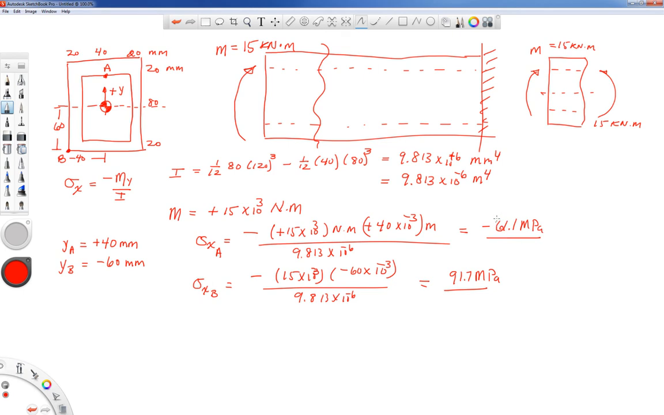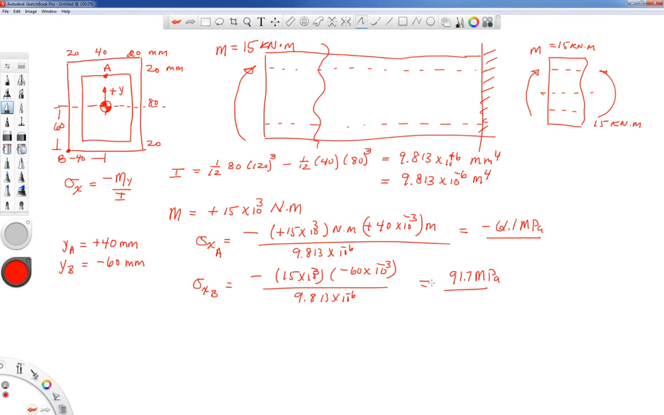And likewise, you can kind of visualize this. You see how the bending moment pulls out from the bottom and pushes into the top. The arrow pushing in is in compression. The arrow pulling out is putting it in tension. So down on the bottom, it's in tension of 91.7 megapascals. All right, so that's one way to use this formula, just to keep track of the signs of everything.